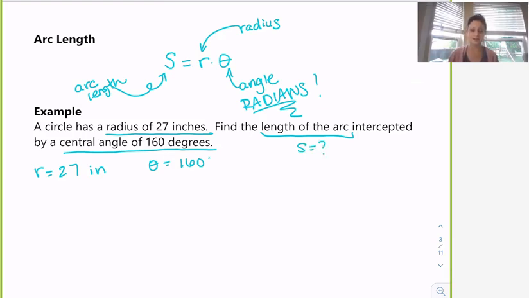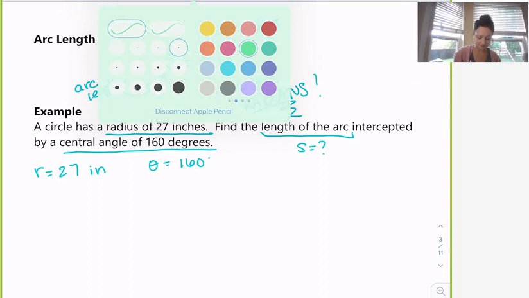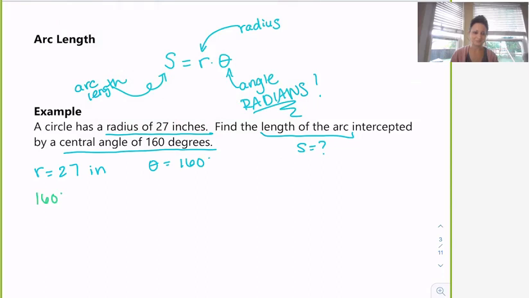Now, we cannot plug these straight into the formula, why? Because theta is not in radians yet, right? But we know how to convert from degrees to radians, so let's do that. Let's take 160 degrees times, and to convert from degrees to radians, what do we want to multiply by? We want to multiply by pi over 180. This is going to give me 16 pi over 18, also known as 8 pi over 9, right?